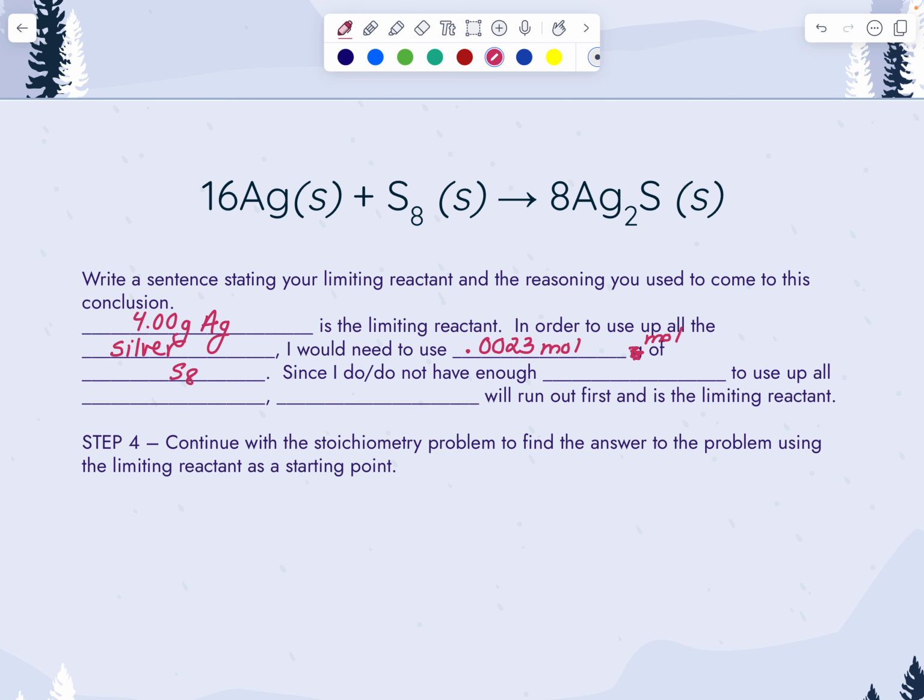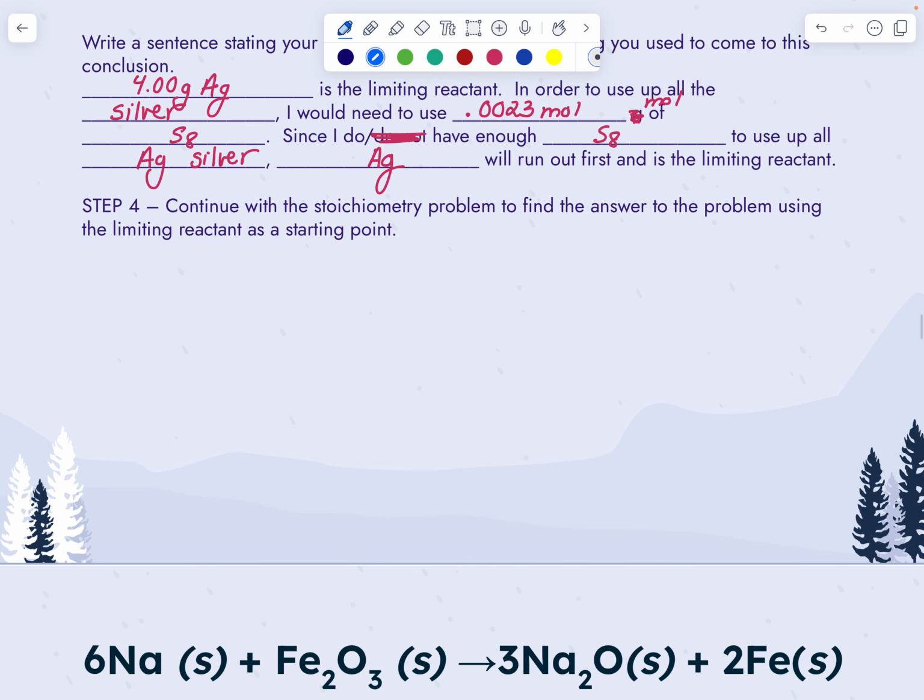Since I do have enough, I have 0.015. Since I do have enough S8 to use up all of the silver, Ag, right? I have enough of the second to use up the first. What will run out first? Silver will run out first and is the limiting reactant. And then we just continue on with the problem. Continue with the stoichiometry problem to find the answer using the limiting reactant as the starting point.